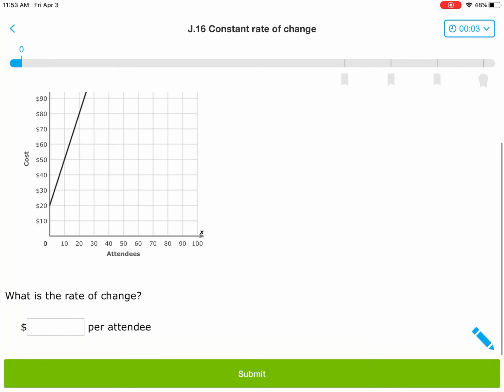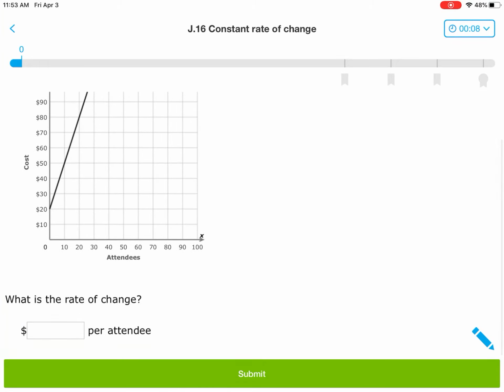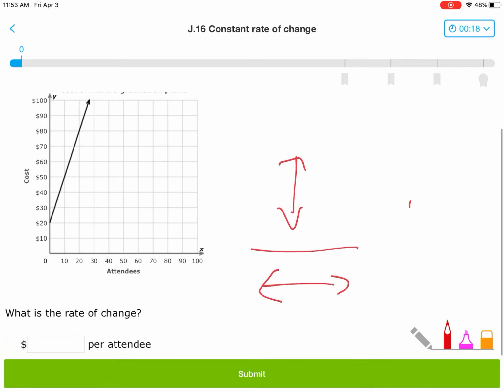All right, same kind of thing that we just got done doing here. If I look at my question, it says, what is the rate of change? And it wants money per attendee. So remember, it's always y over x. It's always y over x. So I'm going to do vertical first and horizontal second.